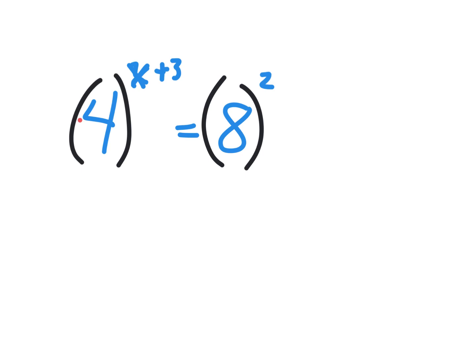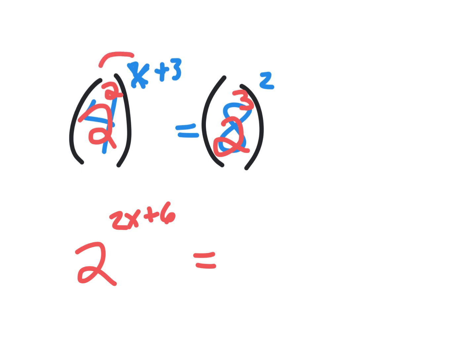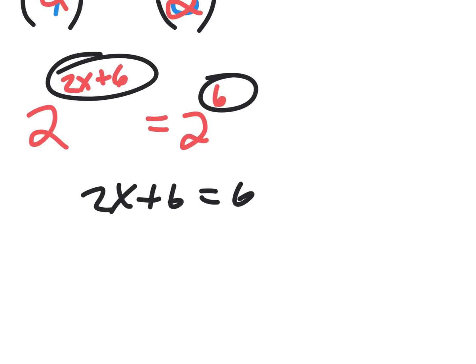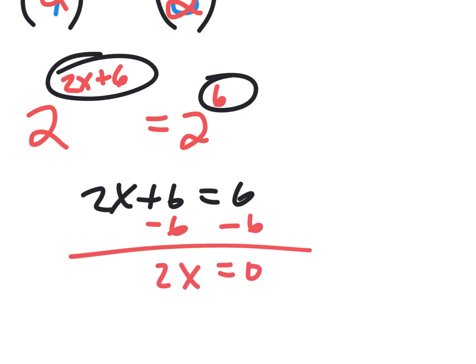Well, 4 is 2 squared. 8 is 2 to the third. I'm going to rewrite this now. 2 to the 2x plus 6. I bet a lot of you forgot that. Got to distribute this. Equals 2 to the 6th. Then that has to equal that. 2x plus 6 has to equal 6. I can tell already what the answer is, but I'll finish it. 2x equals 0. What's x have to equal? 0.